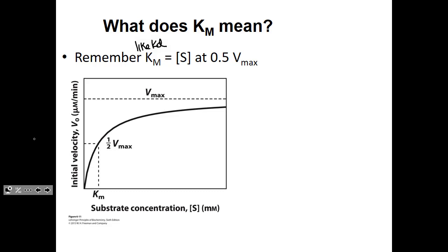But just like KD, Km is a substrate concentration when the velocity is equal to 0.5 of the maximum velocity. So you have a maximum velocity shown here. You can estimate what the half velocity would be, and just like KD, Km is the concentration of substrate, so it should always have units of concentration, always, at half Vmax.